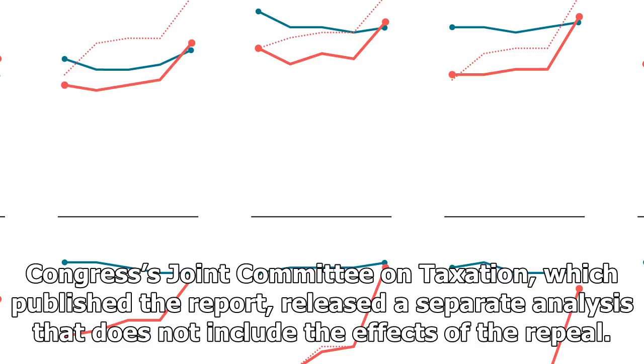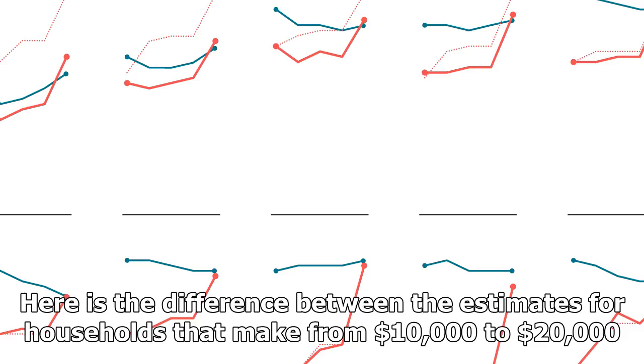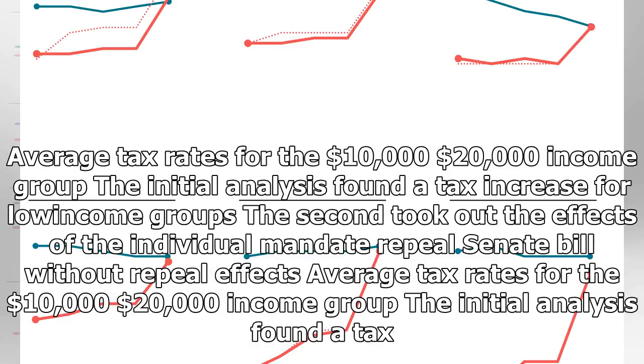Congress's Joint Committee on Taxation, which published the report, released a separate analysis that does not include the effects of the repeal. Here is the difference between the estimates for households that make from $10,000 to $20,000. Average tax rates for the $10,000-$20,000 income group. The initial analysis found a tax increase for low-income groups. The second took out the effects of the individual mandate repeal.